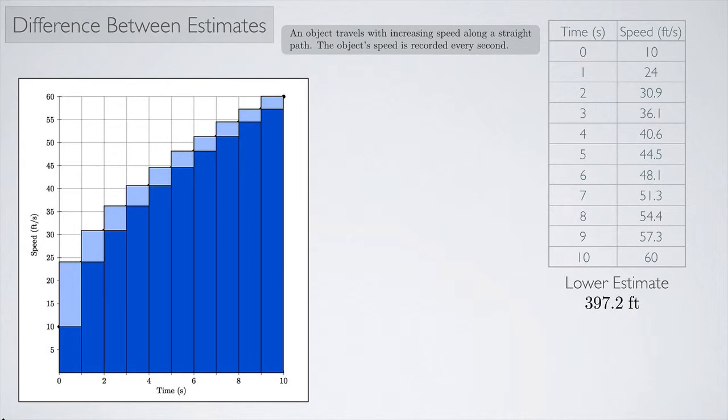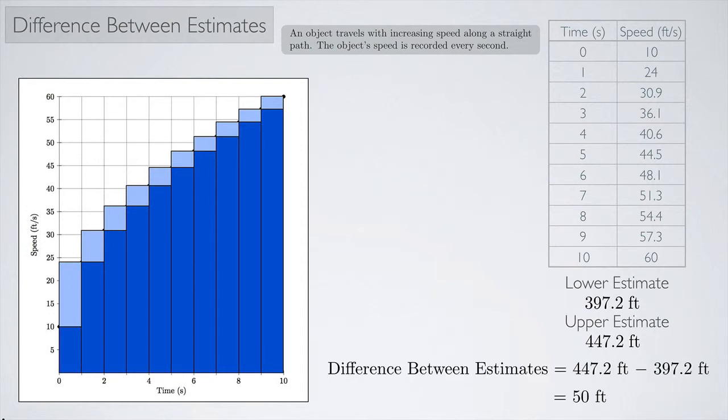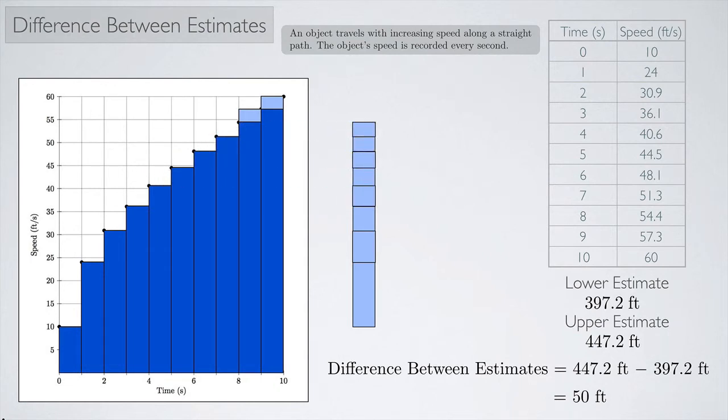Okay, so for the lower estimate, we had 397.2 feet. For the upper estimate, we had 447.2 feet. The difference between the estimates is 50 feet. And again, we can imagine taking all of these rectangles here, stacking them up so that we get one giant rectangle here. And once again, the height of this rectangle is 50 feet per second. That's the largest speed measurement minus the smallest speed measurement. And now this time the width is 1 second. 50 times 1, that's 50. So that gives us 50 feet, which is the difference between the estimates.